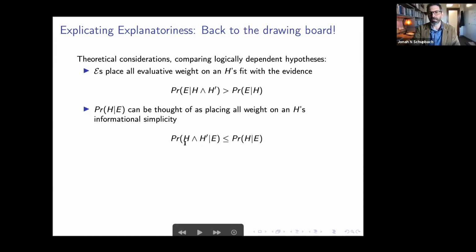Because why is that? Well, because the posterior probability of a conjunction is always less than or equal to the probability of one of its conjuncts. So even if you get a great boost in likelihood by saying more, it doesn't matter. According to posterior probability, you still wouldn't want to say more. You optimize the posterior probability by saying less.